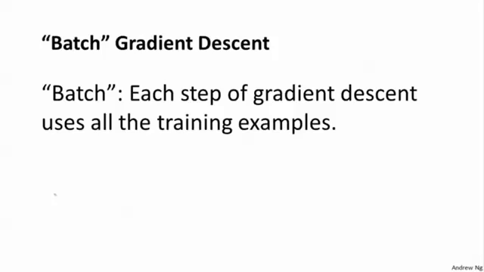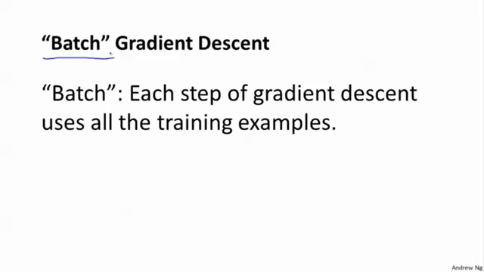Finally, just to give this another name, the algorithm that we just went over is sometimes called batch gradient descent. In machine learning, I feel like us machine learning people are not always great at giving names to our algorithms. The term batch gradient descent refers to the fact that in every step of gradient descent, we're looking at all of the training examples.